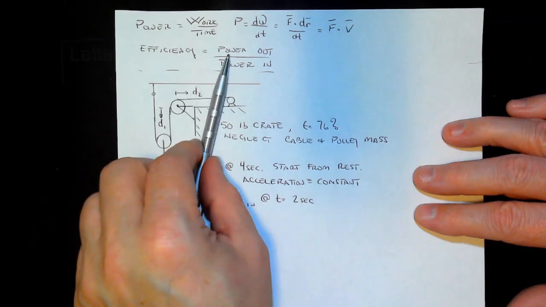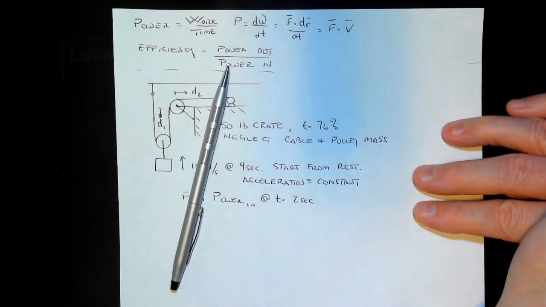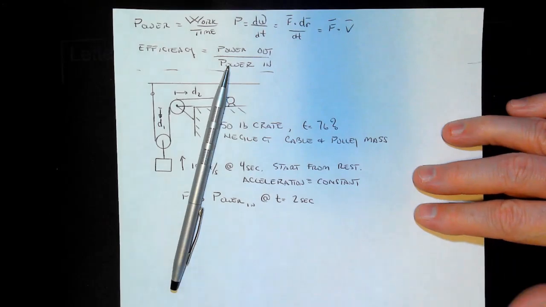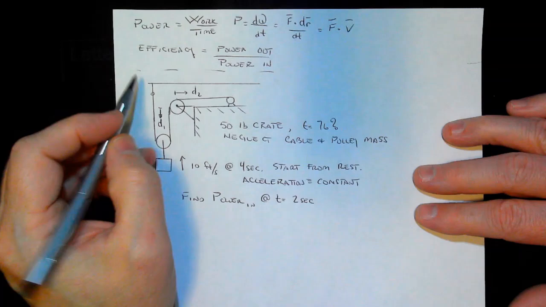Efficiency. It's simply power out over power in. Should always be less than 100%. All right, so our first problem we're going to consider is we have a pulley problem.